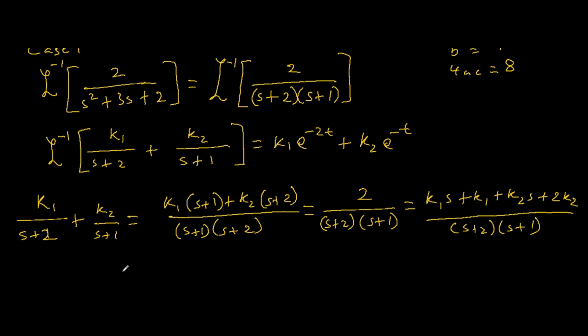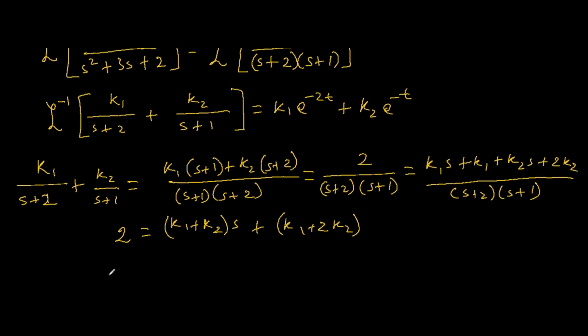So we're simply saying that 2 is equal to (k1 plus k2) into s plus k1 plus 2k2. Let me just check I did that well. K1 plus k2 times s, and k1 plus 2k2. Yeah, good. So this expression is equal to that. Take coefficients and equate your coefficients. So we have that k1 plus k2 is equal to 0 because there's no coefficient of s on the left hand side.